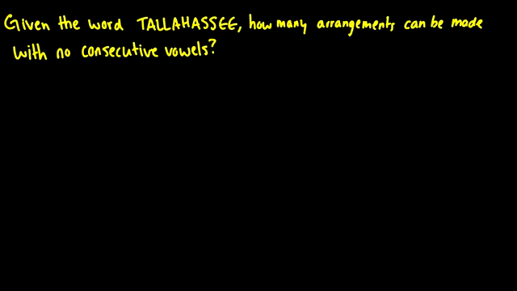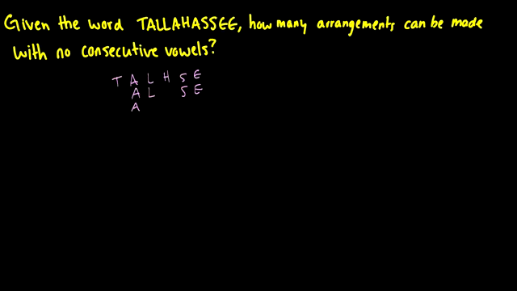So we're going to do what we did before, and list all the letters out. We're going to stack them so we know how many of each letter there are. Tallahassee. We have 3 A's, 2 L's, 2 S's, and 2 E's. Of course, we have lots of these, otherwise I wouldn't have picked this question. Now, how many arrangements can be made with no consecutive vowels?